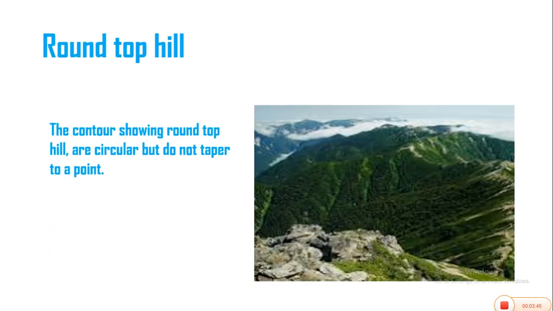The round top hill has a contour that is circular but does not taper to a point. That's a round top hill. It does not have a pointed region. That's what the round top hill looks like.